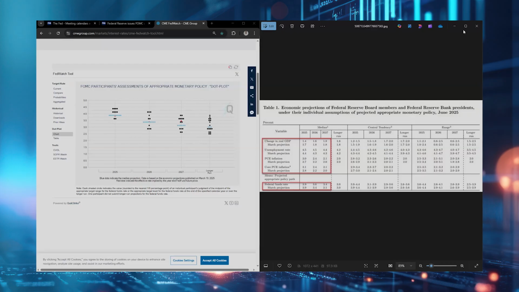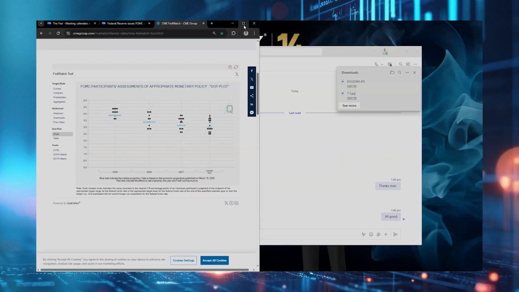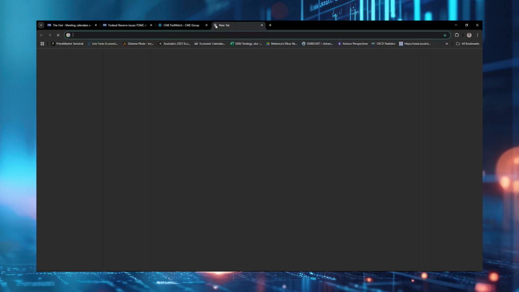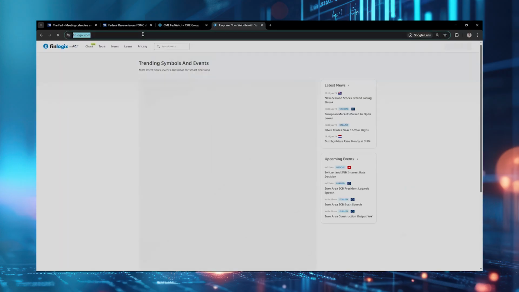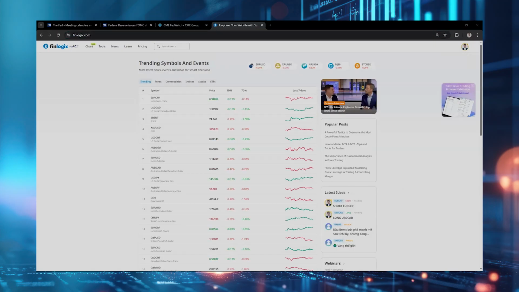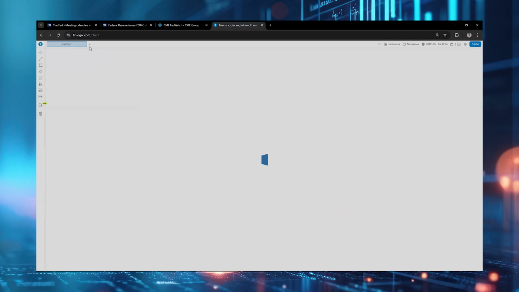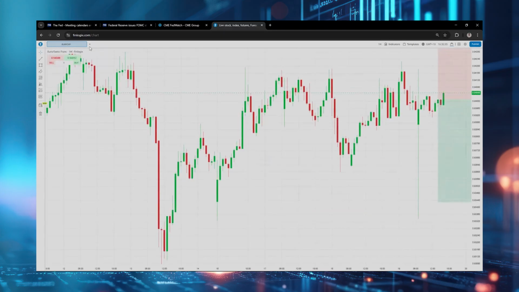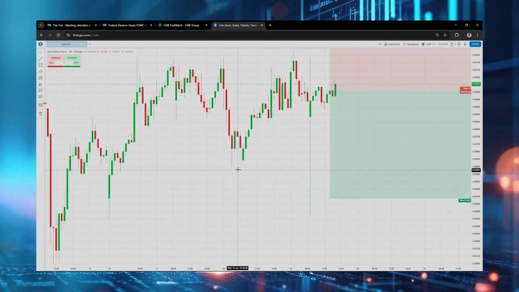Let's go into Finlogix first. So just type Finlogix there. I'm going to send the link into the chat. Cool. And then you come into chart. Is everyone here?